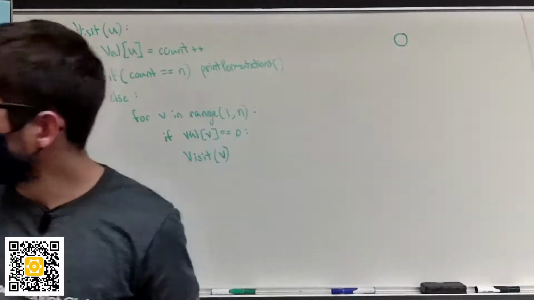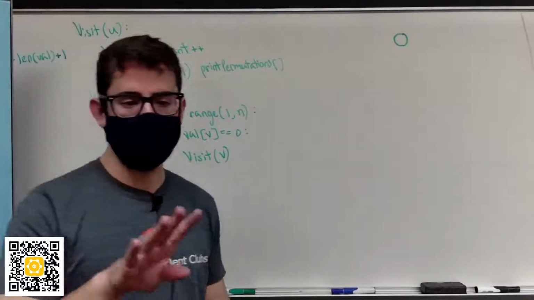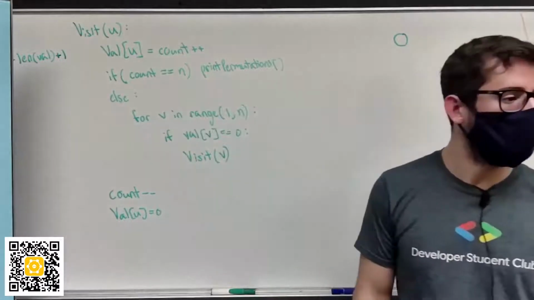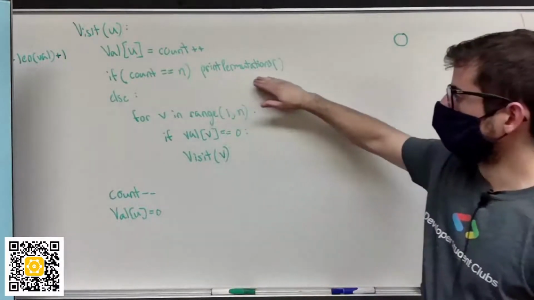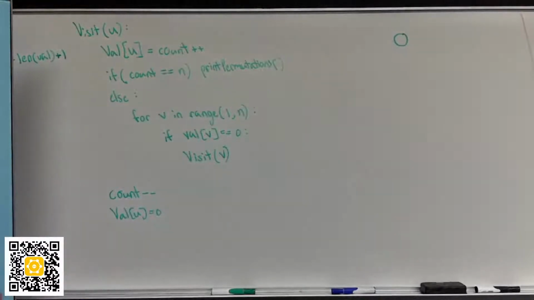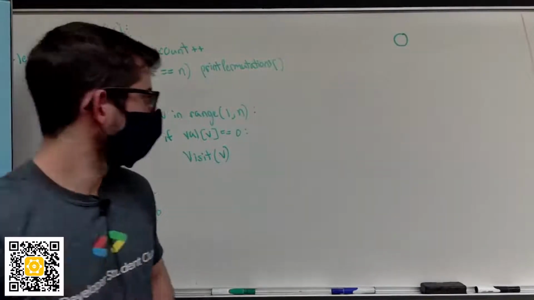So in the array, we want to add our 3, and now count is 4. At this time, we said that count is equal to n. So let's print the permutations. Print every element inside of this array. That's what that means.